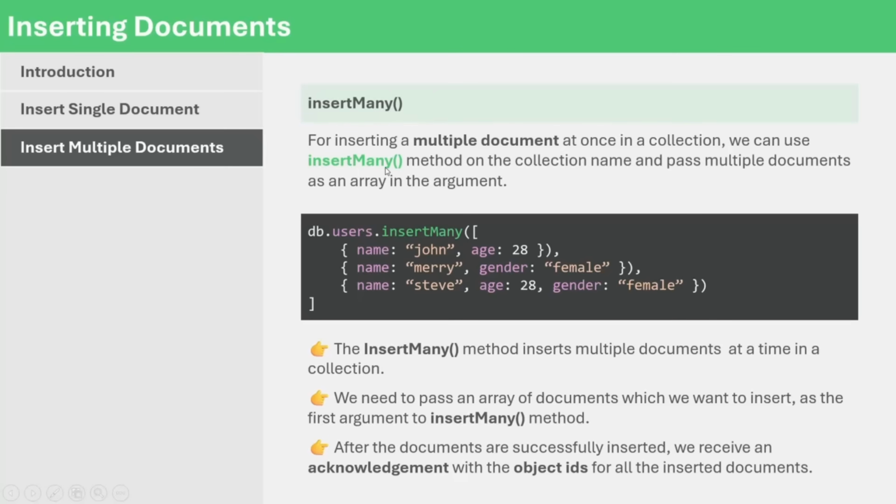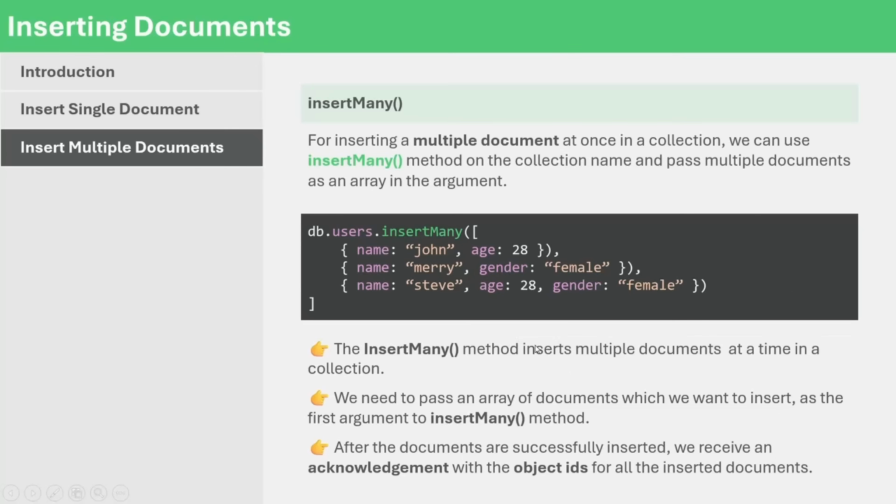Now when we use insertMany method, to that we need to pass an array, and in that array we can specify all the documents which we want to insert in the collection. And if all the documents are inserted successfully, this insertMany method is going to return us an acknowledgement with the object IDs of all the inserted documents. Let's see this in action.